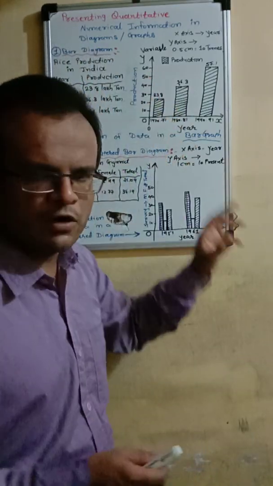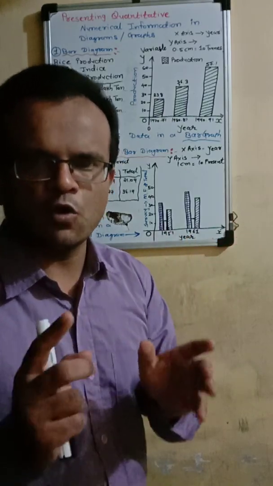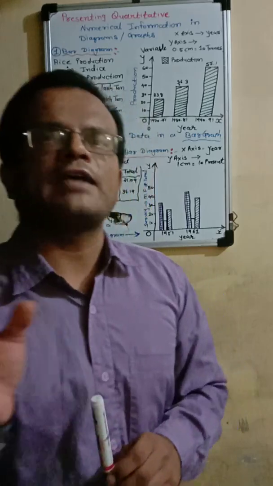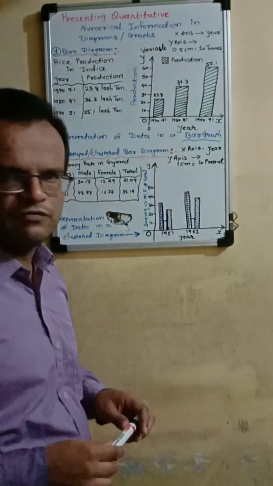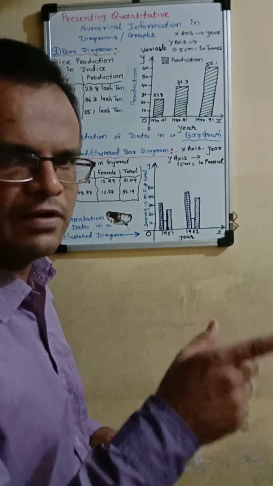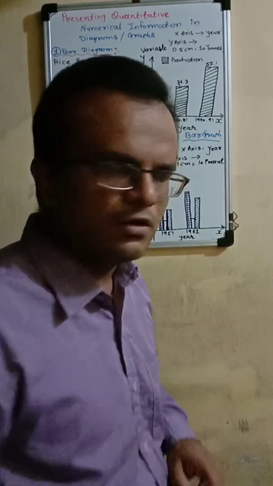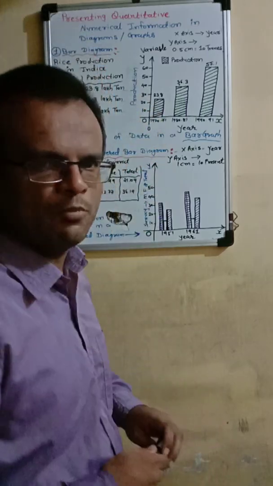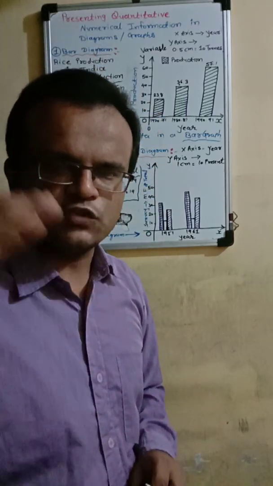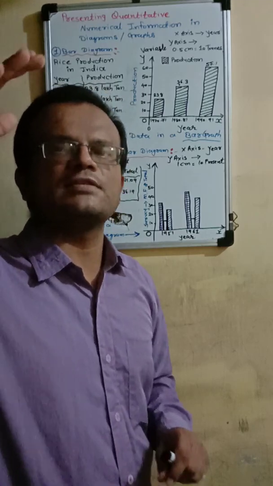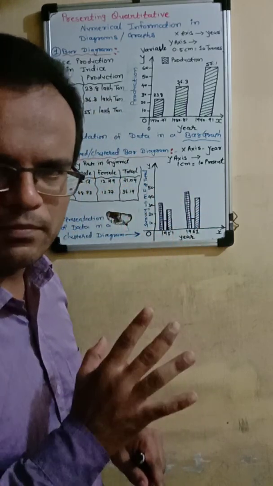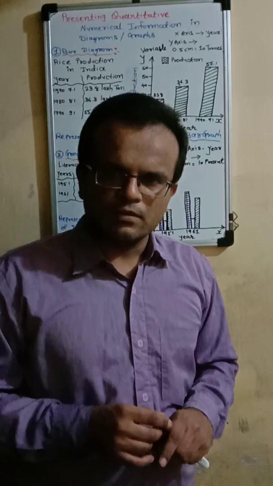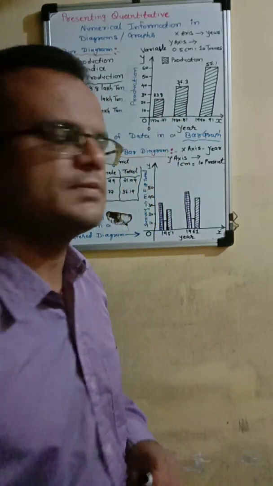First of all, take a graph and draw the x-axis and y-axis. The x-axis is the base and the y-axis is the dependent variable. On the x-axis we put years: 1970-71, 1980-81, 1990-91. On the y-axis we put production: 10 lakhs, 20 lakhs, 30 lakhs, 40 lakhs, 50 lakhs, 60 lakhs. Maximum is 55.1, so we have taken 60 as the maximum, in lakh tons.